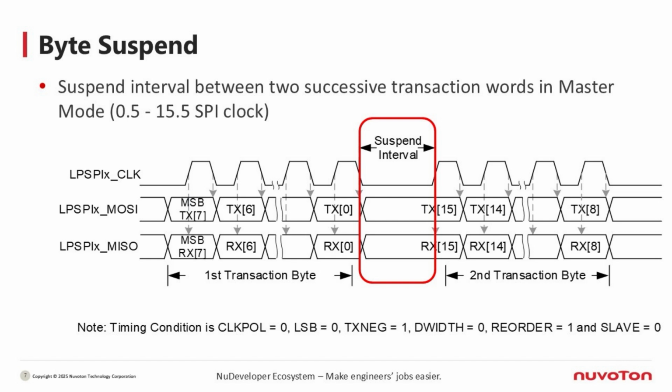In the M2L31 series low power SPI, the suspend duration can be adjusted from 0.5 to 15.5 SPI clock cycles. This gives you flexibility to meet different slave device timing requirements and helps improve overall compatibility.